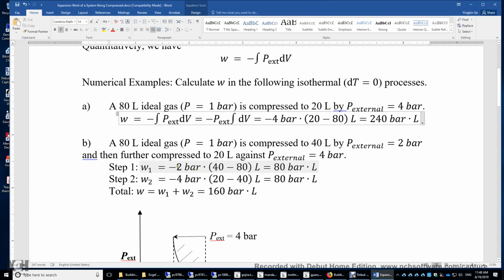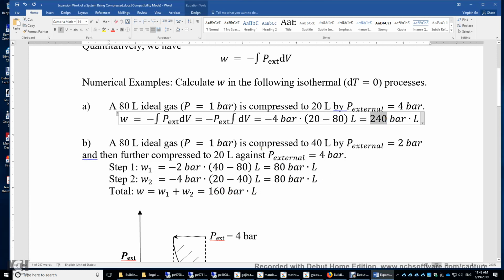Step 1, the external pressure is 2 bar, and the volume change is negative 40 liters. Therefore, the work done to the system is 80 bar liter. In step 2, the external pressure is 4 bar. The volume change is negative 20 liters. And then the work done to the system in step 2 is 80 bar liter. In sum, the total amount of work done to the system is the sum of W1 and W2, which is 80 plus 80, we have 160 bar liters. This is smaller than this 240 bar liters.